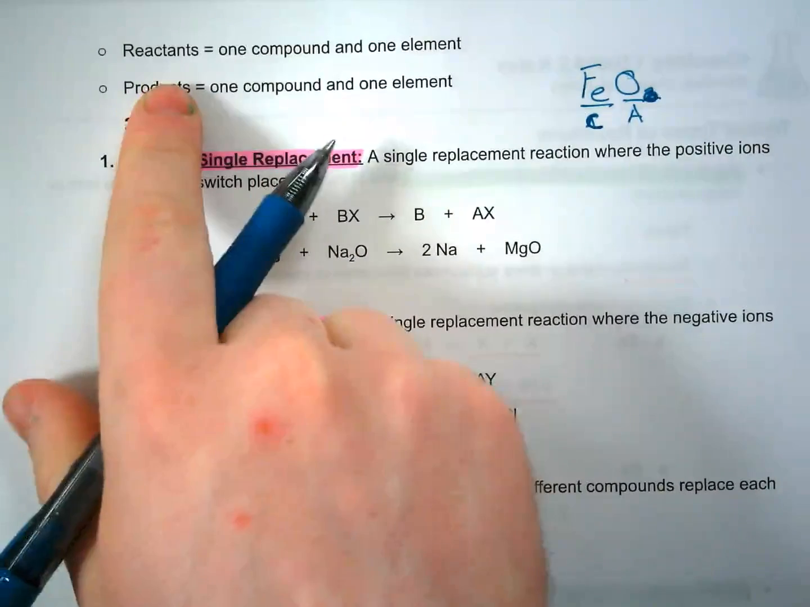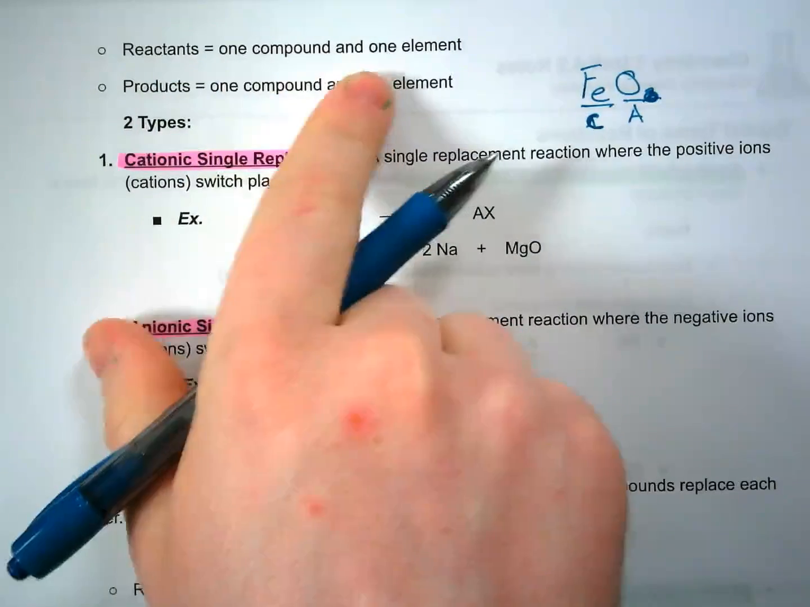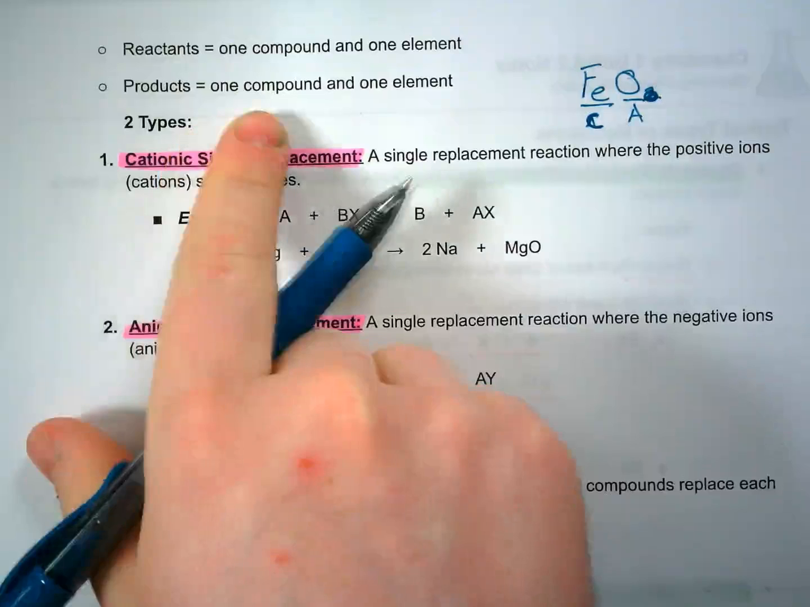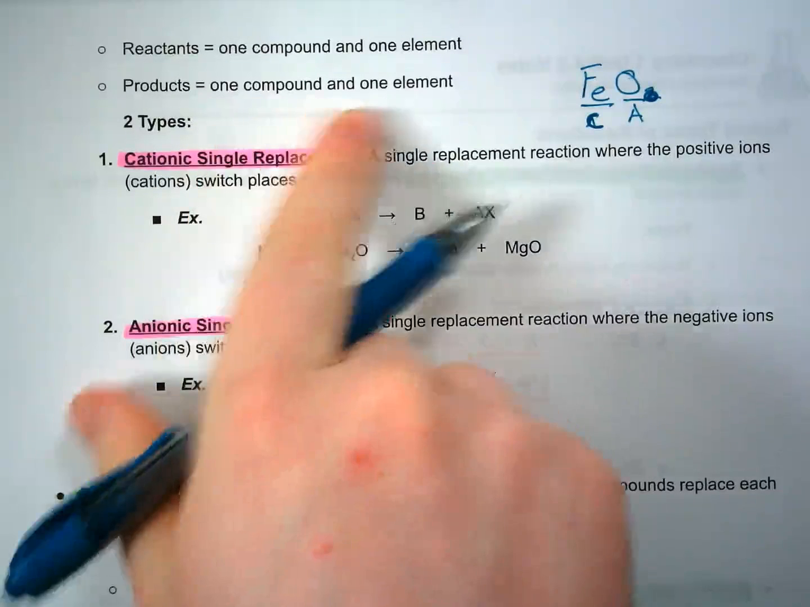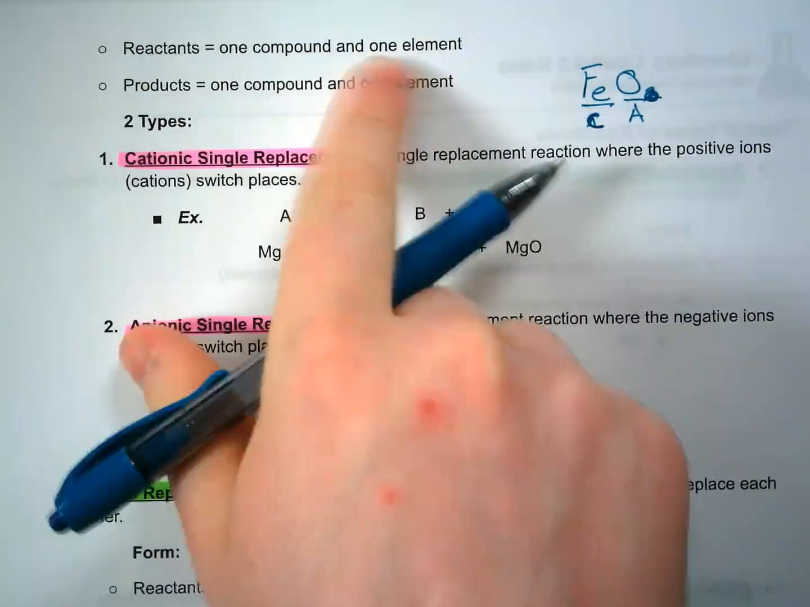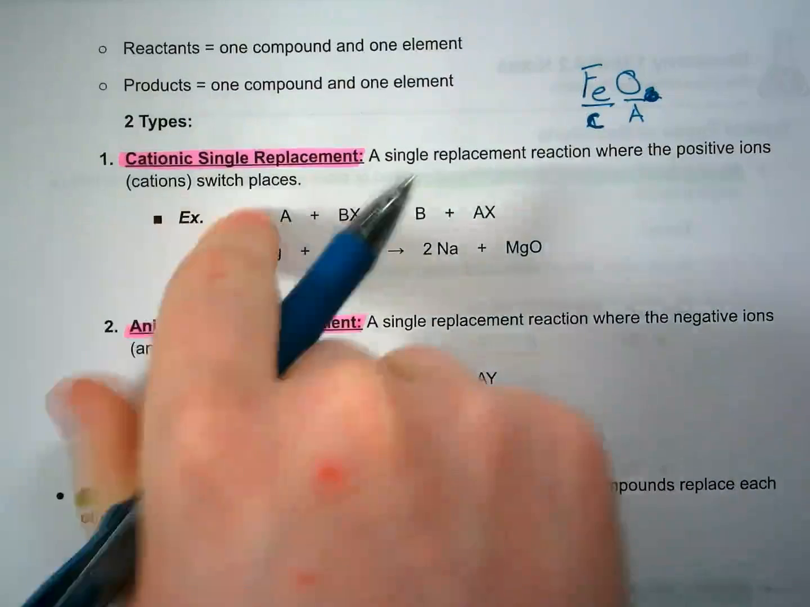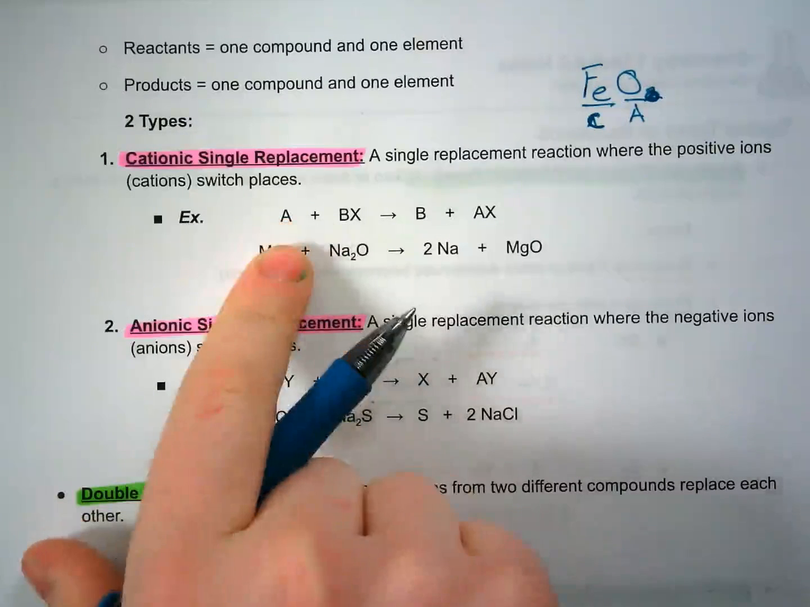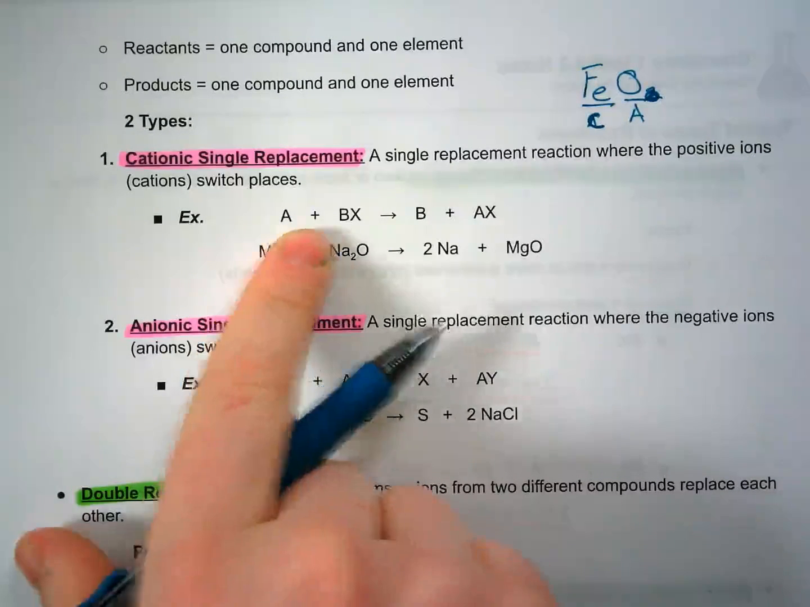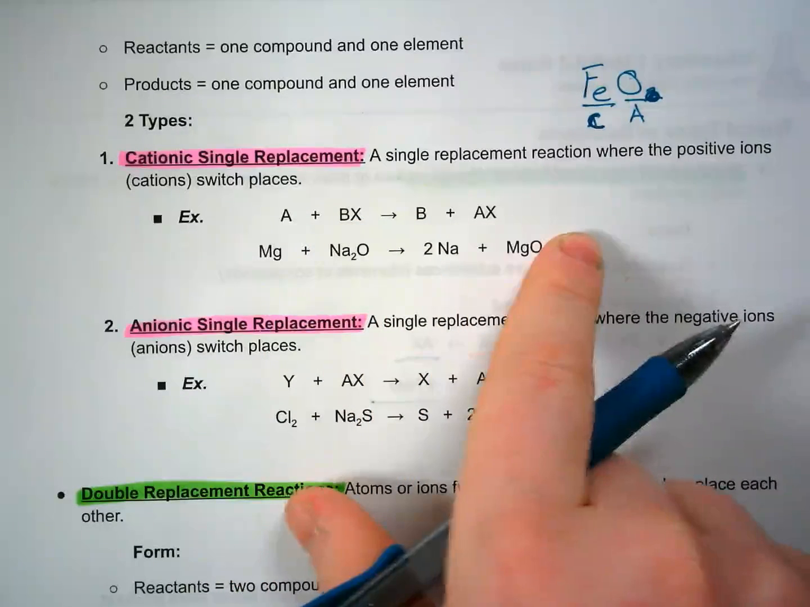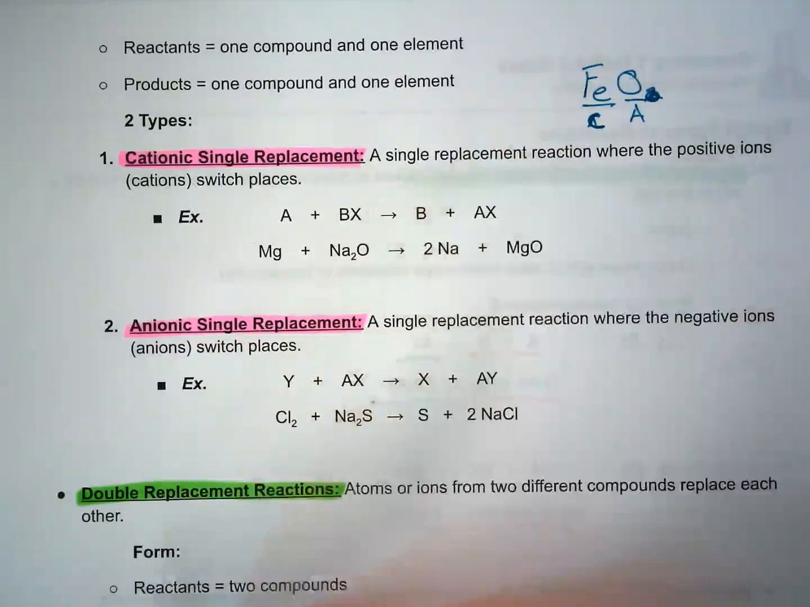So real quick, both of them are going to have one compound and one element, and then their product is going to be one compound and one element. They're not going to be the same compounds, and they're not going to be the same elements on the reactant and product side. We'll see that. So the cationic would be laid out like this: A plus BX yields B plus AX. And we'd say this is cationic.